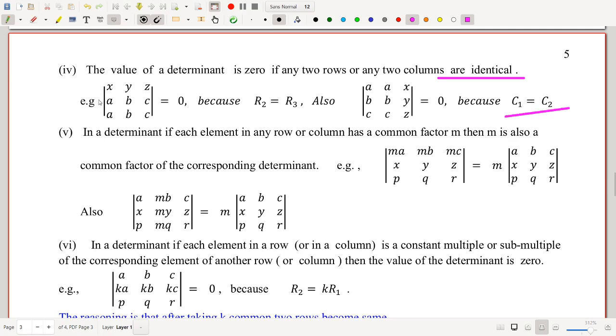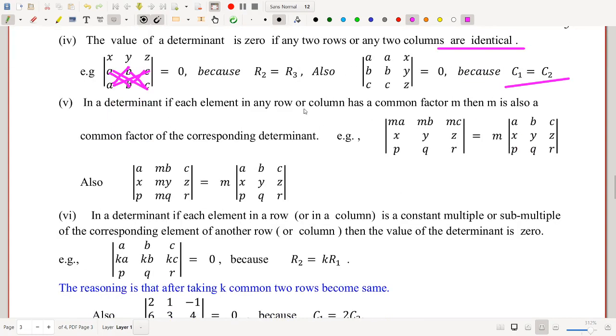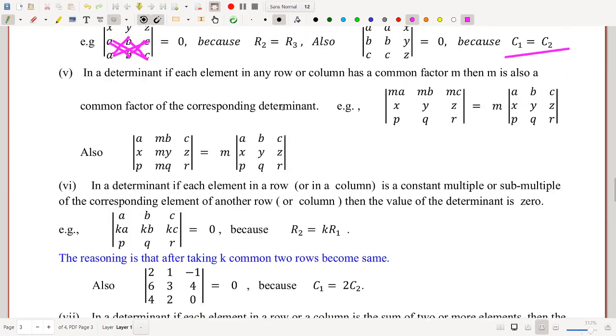Now how? You can see, if I expand this determinant with respect to elements in the first row, then it will be x into (BC minus BC) = 0, then minus y into (AC minus AC) = 0, then plus z into (AB minus AB) = 0, all become 0 automatically. So this is a nice property. Two rows or two columns the same means the answer is 0.